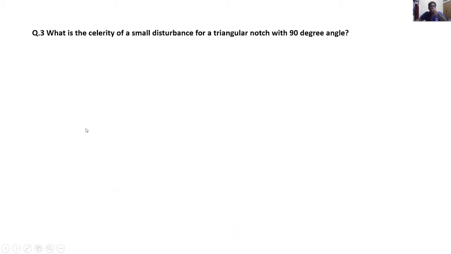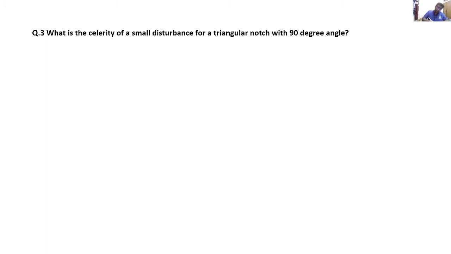Let's move to the next question. This question was pretty controversial because in assignment number 4, the solution to this type of question was incorrectly given. So I thought of taking all the generalized conditions to explain how the celerity is computed for a triangular cross section, for a trapezoidal cross section, and for a rectangular cross section, which happen to be the three most prominent cross sectional shapes for open channel flow.